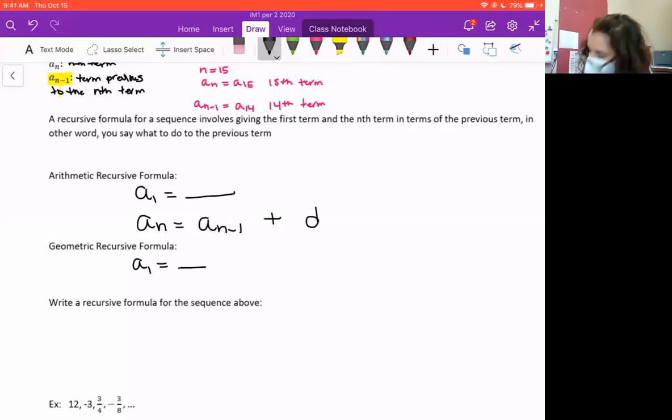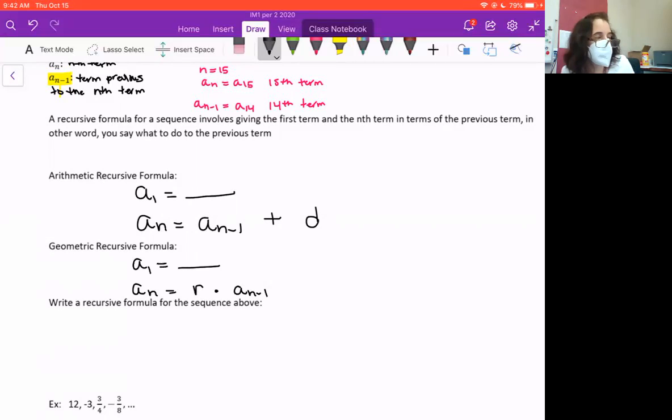You got to give the first term. So you write down what the first term is. And then you say, what do we do next? And if it's geometric, what we do next is we multiply by our common ratio. So we take R and we multiply that by the previous term. So if I want to find the fifth term here, I take my fourth term and I multiply by R. If I want to find the 10th term, I take the 9th term and I multiply by R.